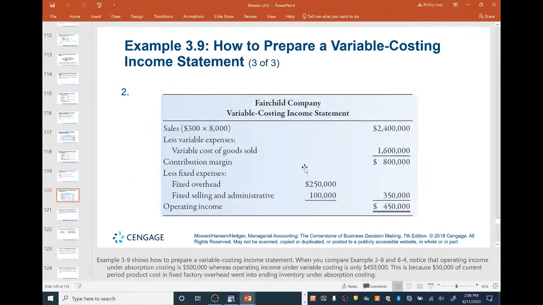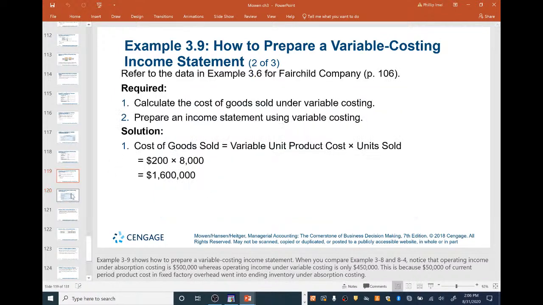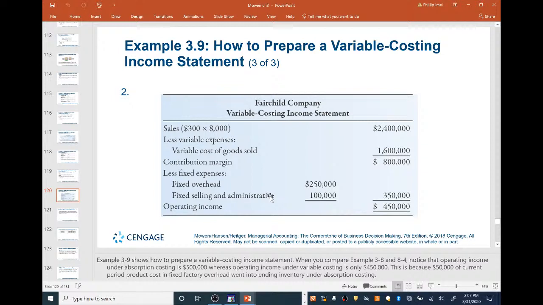And then from there, we want to back out the fixed expenses. So in this case, remember, now we're going to use the fixed overhead of 250, which was included in the other one, and now the fixed selling and administrative expenses of 100,000 here. So we'll sum those up to 350,000, back them out from our contribution margin or our gross profit, and it'll give us operating income of 450.